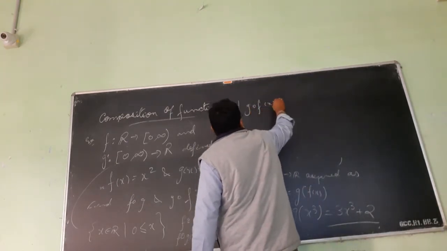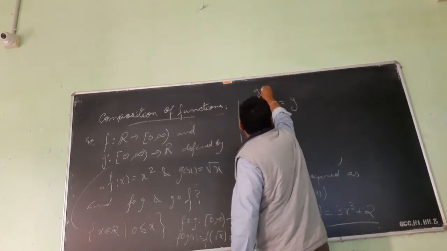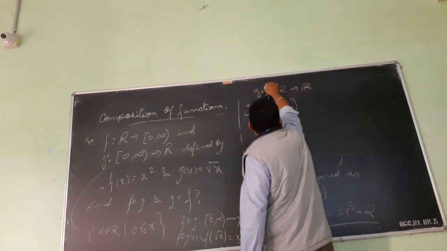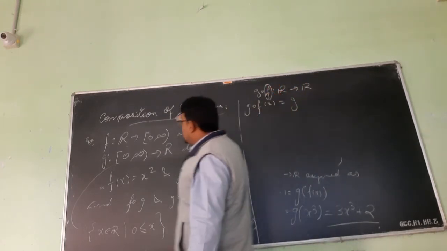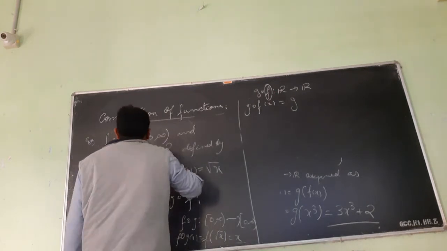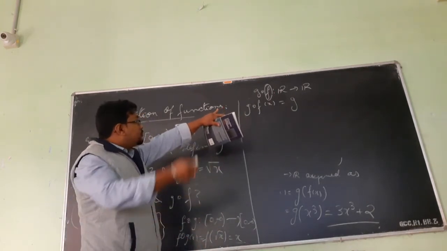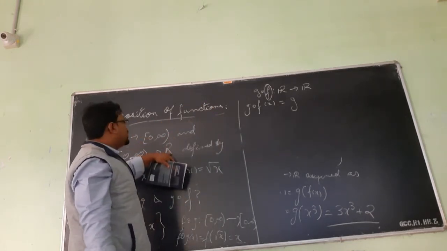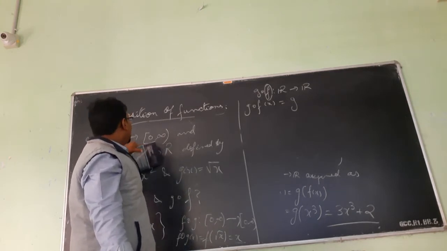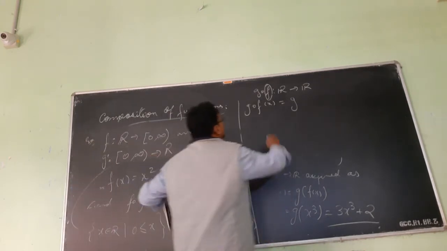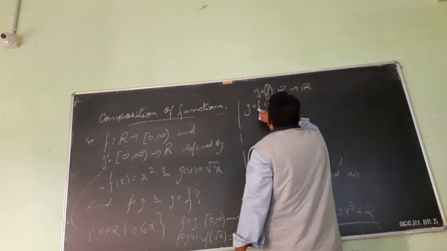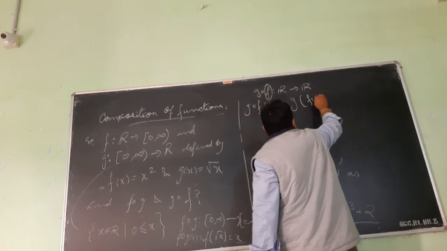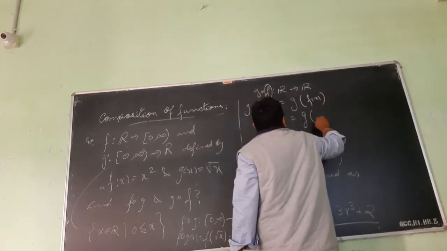GOF is a function from R to R. You see the domain, is it? Domain starts from R. Domain of the first, from right to left, domain of the first to codomain of the second. That way you have to do. So GOF goes from R to R. Your GOF of x is G of f of x.